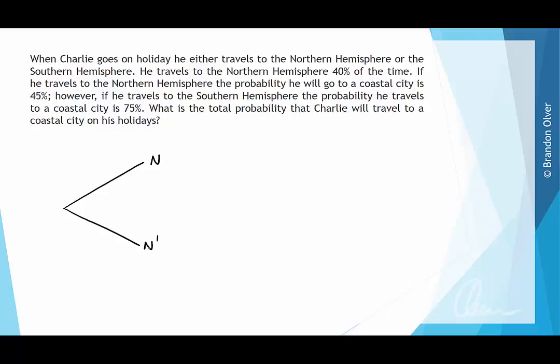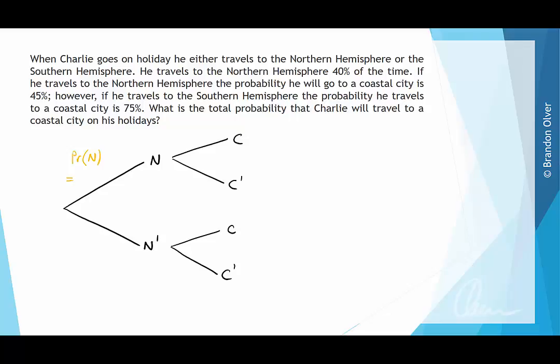And then if he travels to either of them, he could go to a coastal city or he could not go to a coastal city. Okay, and the same would be true if he didn't go to the northern hemisphere. He could go to a coastal city or not go to a coastal city. Next, we need to consider the probabilities on each of these branches. So here, this is the probability that he travels to the northern hemisphere.